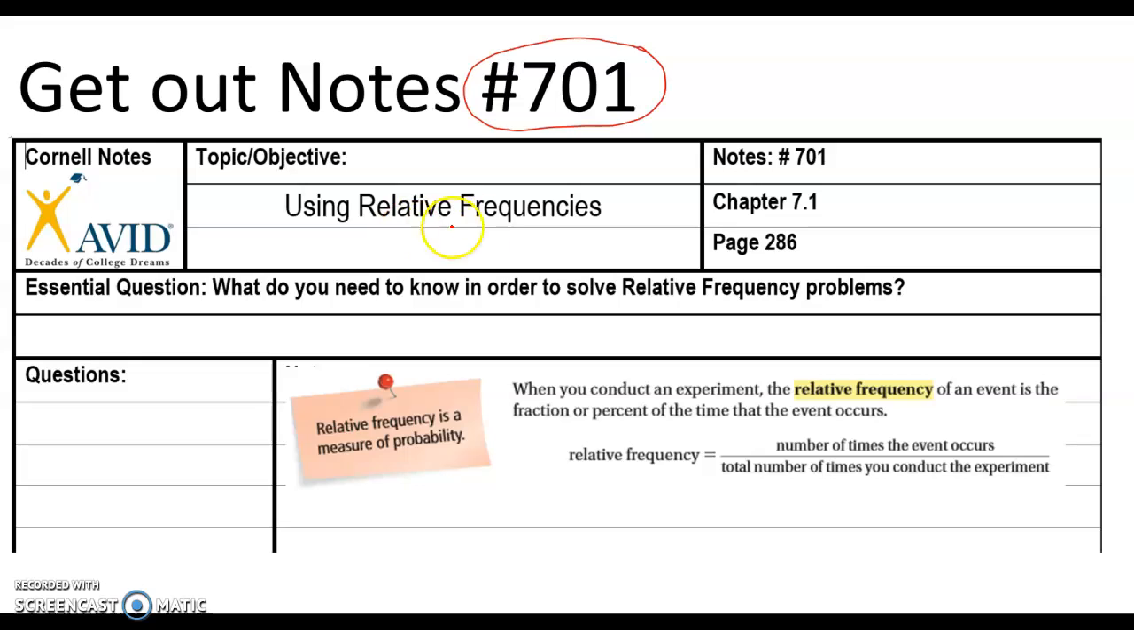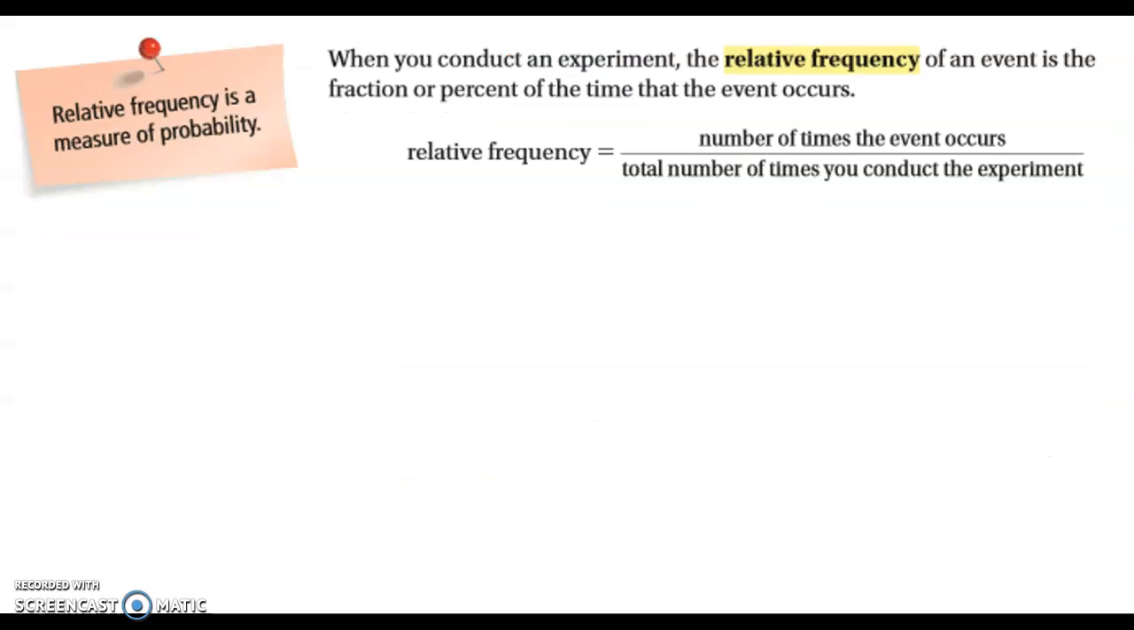All right, using relative frequencies. Relative frequency is a measure of probability. When you conduct an experiment, the relative frequency of an event is the fraction or percent of the time that the event occurs. So relative frequency equals the number of times the event occurs over the total number of times you conduct the experiment.